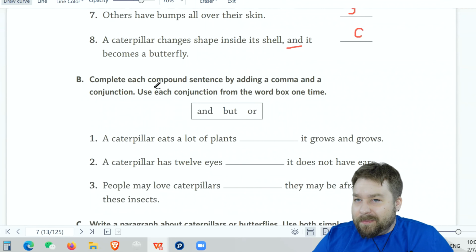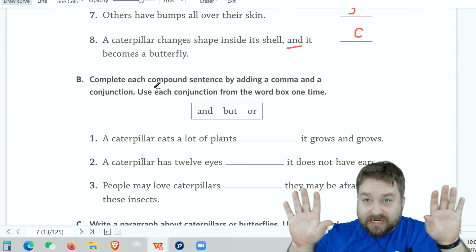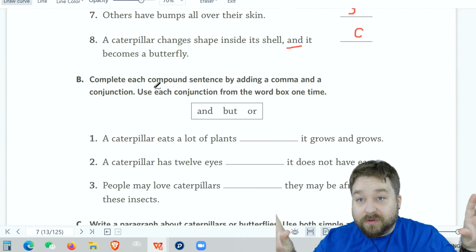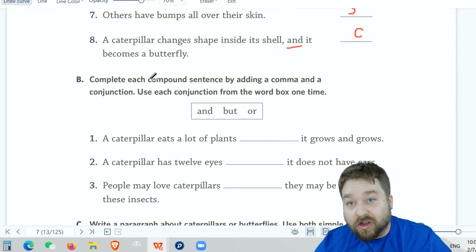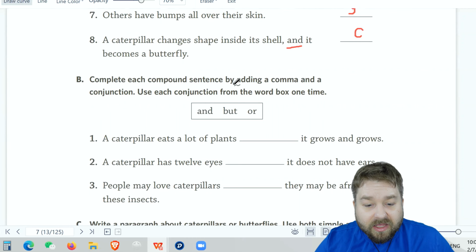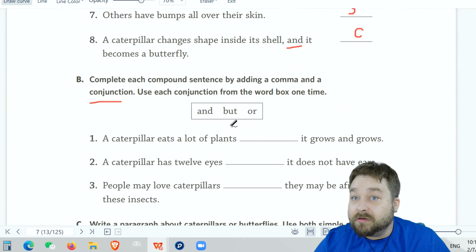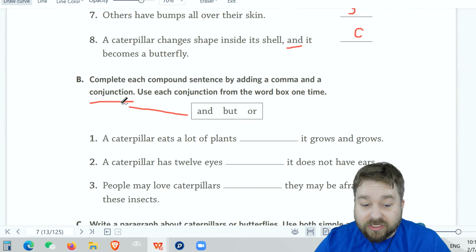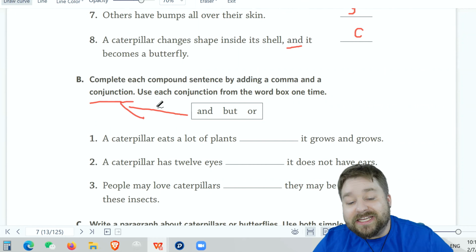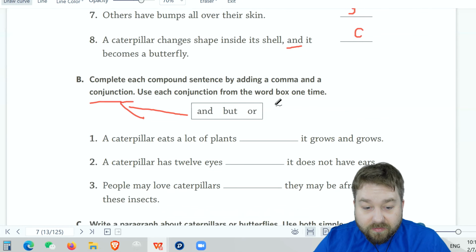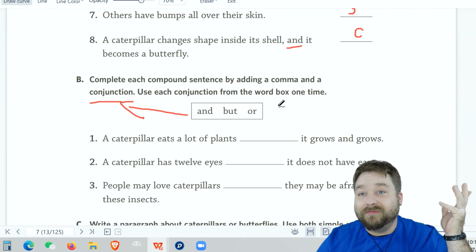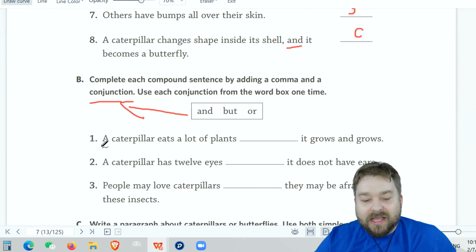Complete each compound sentence. So this is two ideas sandwiched together. We put them together with our conjunction here, by adding a comma and a conjunction, right? And, but, or. These are conjunctions. Use each conjunction from the word box one time. Oh, that's easy now, right? Let's look at number one.